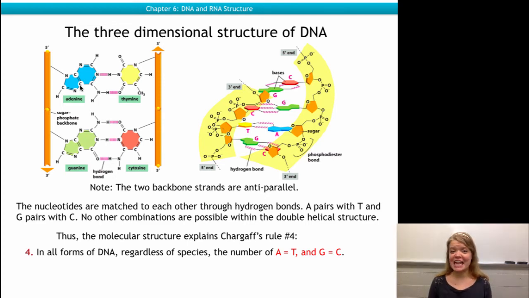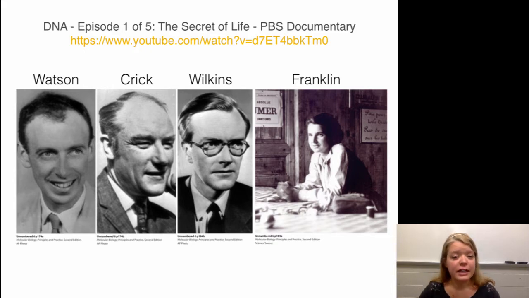So back to DNA and DNA structure. As I mentioned, Watson and Crick were two theoretical biologists who modeled the DNA structure based on the X-ray images of Rosalind Franklin and the base composition work of Edwin Chargaff.